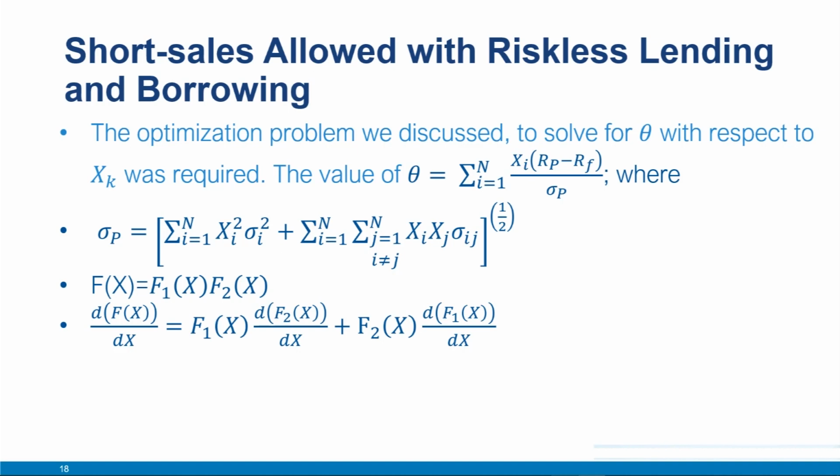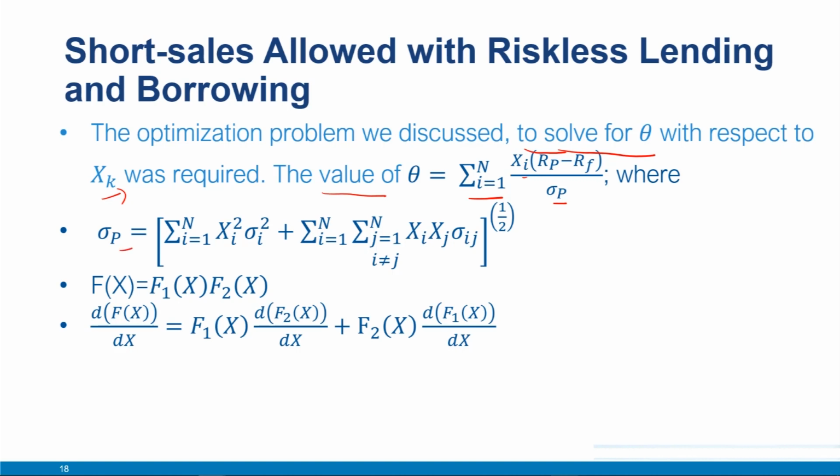Let us recall the optimization problem that we discussed. Basically, we tried to solve for the slope function theta. The value of theta was the summation i equal to 1 to n, xi (ri bar minus rf) upon sigma p, where we were trying to find the maximum value of theta with respect to the variable xk, or the proportionate amounts invested.